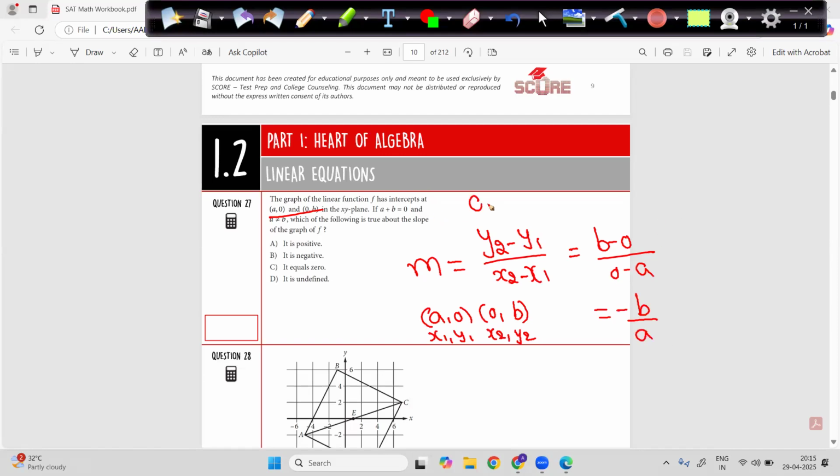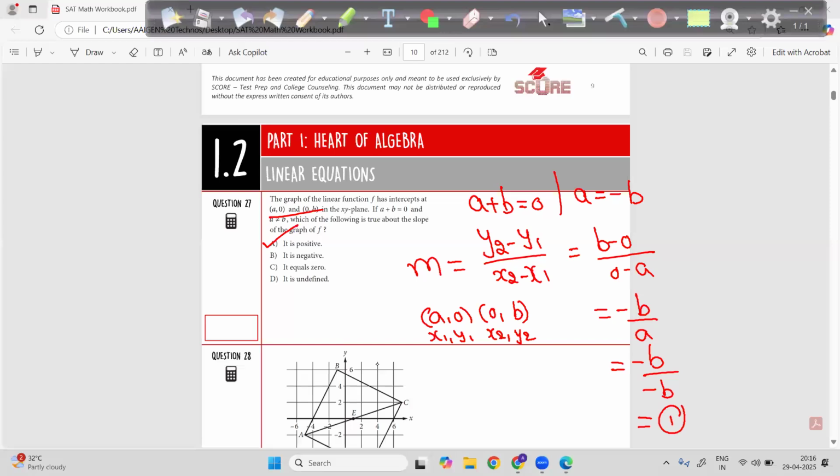And they clearly gave a plus b is 0. Since a plus b is 0, a is minus b. So minus b by minus b, which is 1. So since 1 is a positive number, the answer should be A. A for Agra should be the answer.